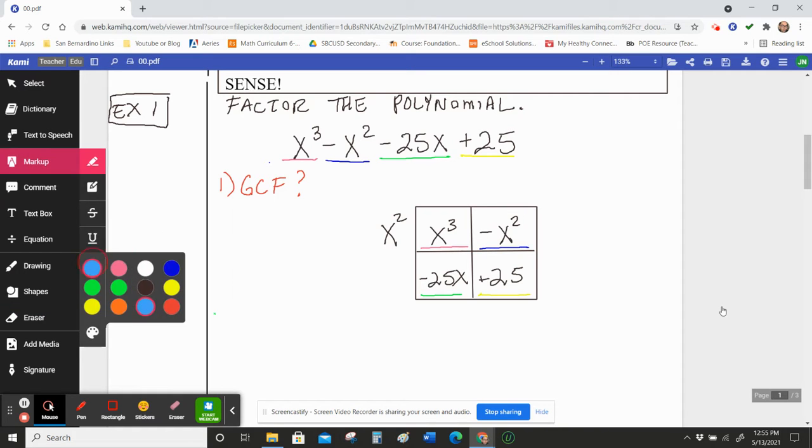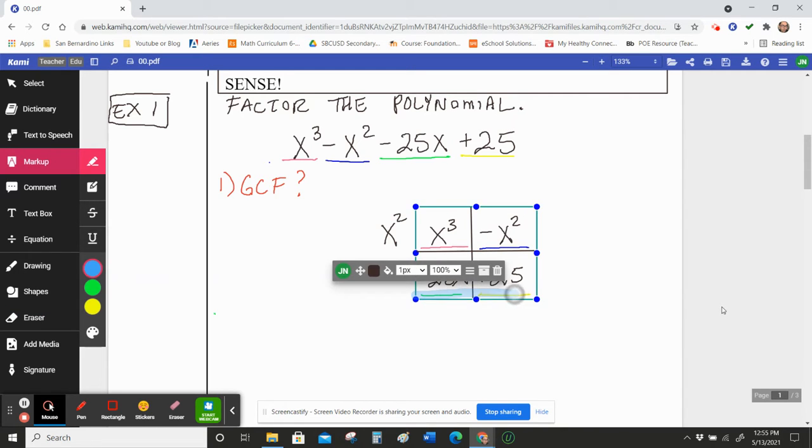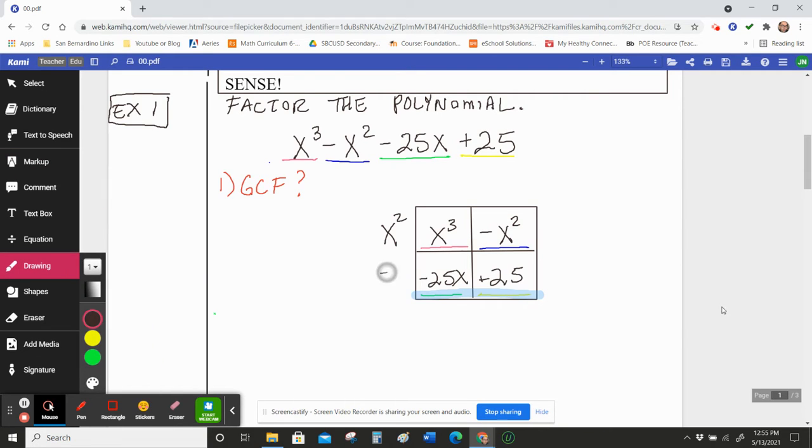Let's go down to the next row. The next row I have negative 25x and then positive 25. What number can I take out of those two? It needs to be the biggest possible, remember? Some of you might be thinking, oh, I can take out a 5. Yeah, that's right, but it's not the greatest amount that we can take out. We need to take out the greatest possible, so we don't have to do any additional factorization after that.